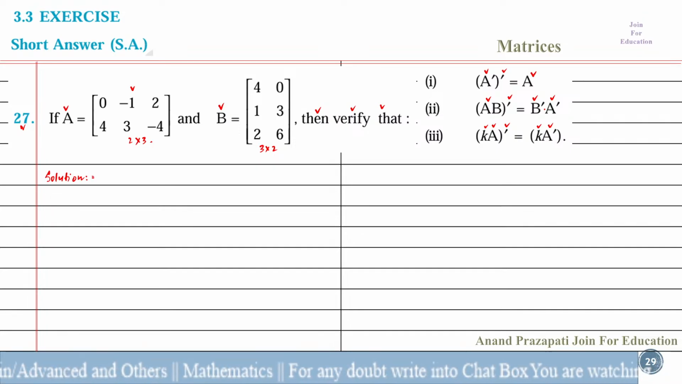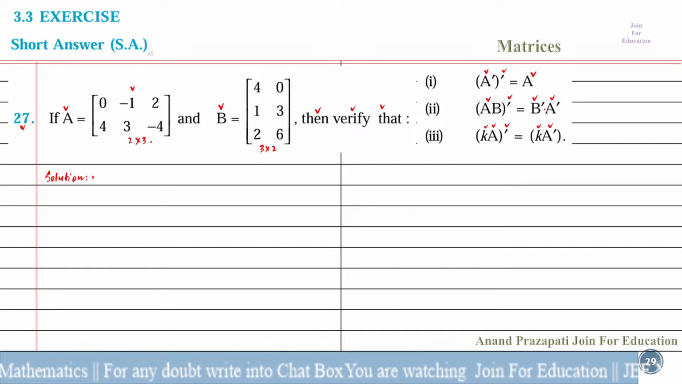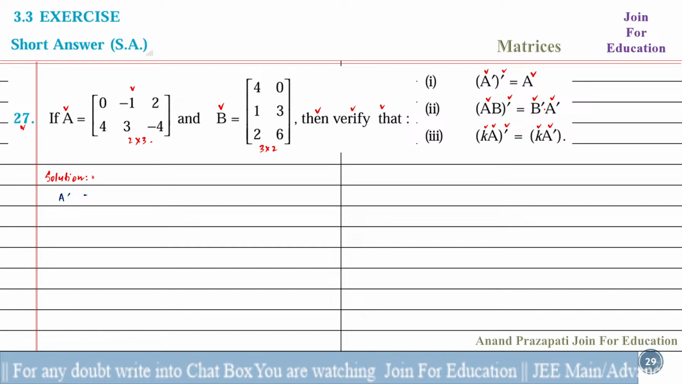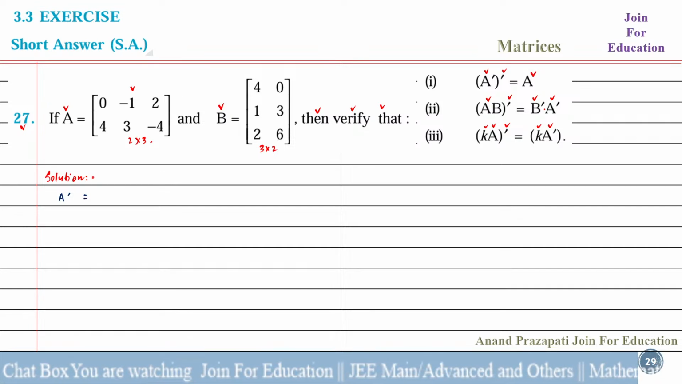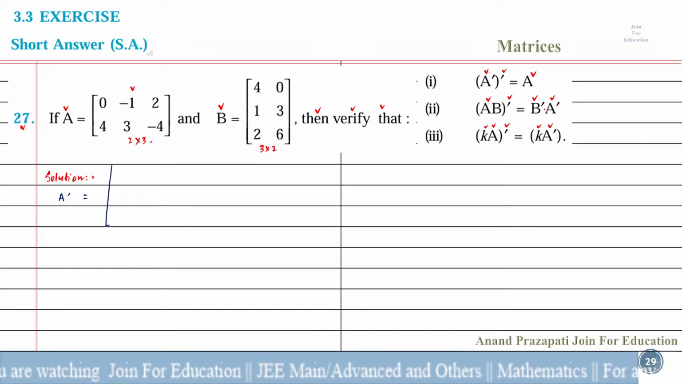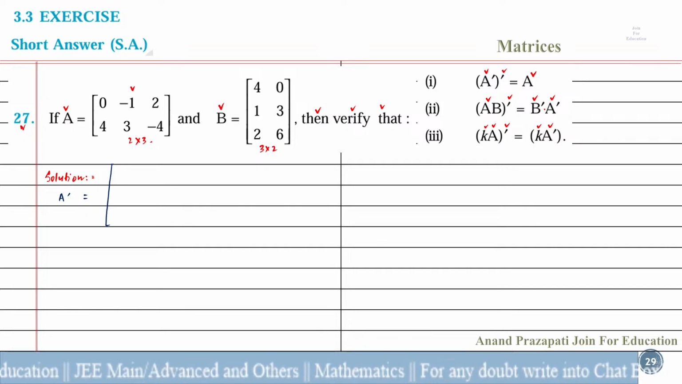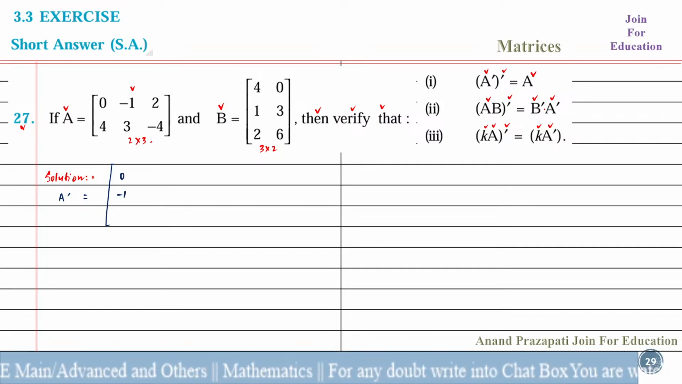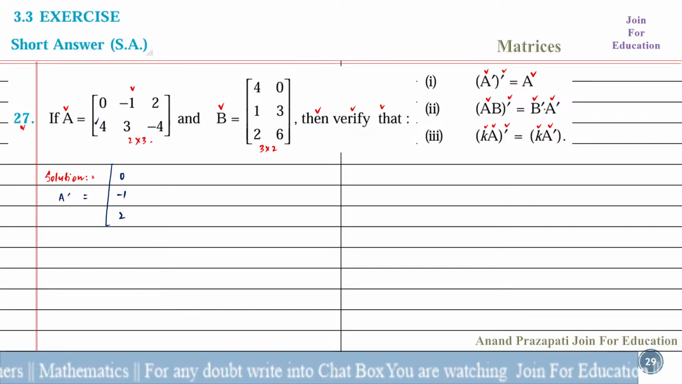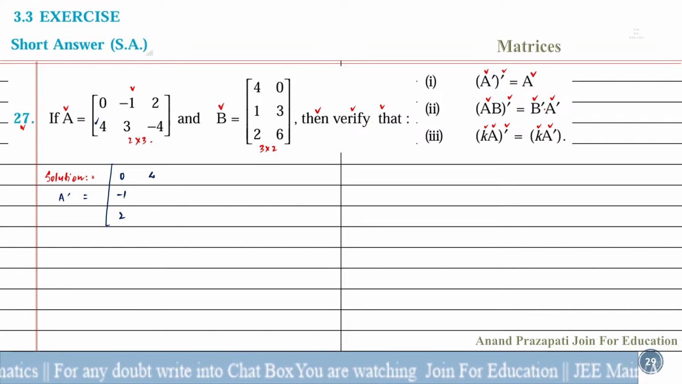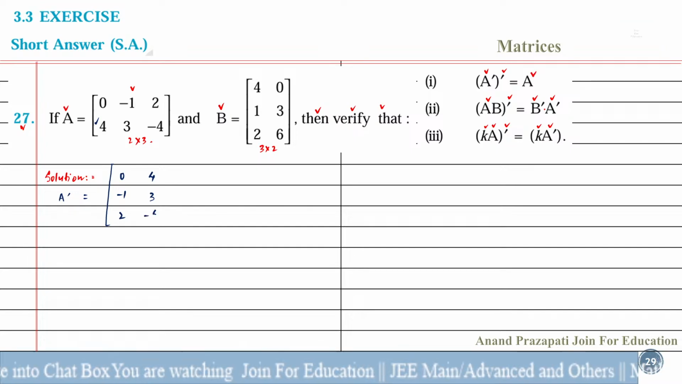We find out the transpose of A. So transpose of A here will be, we interchange the rows into columns. So first row will be first column. Here the first row is 0, minus 1, 2. Therefore the first column will be 0, minus 1, 2. Second row is 4, 3, minus 4. Therefore the second column here will be 4, 3 and minus 4.